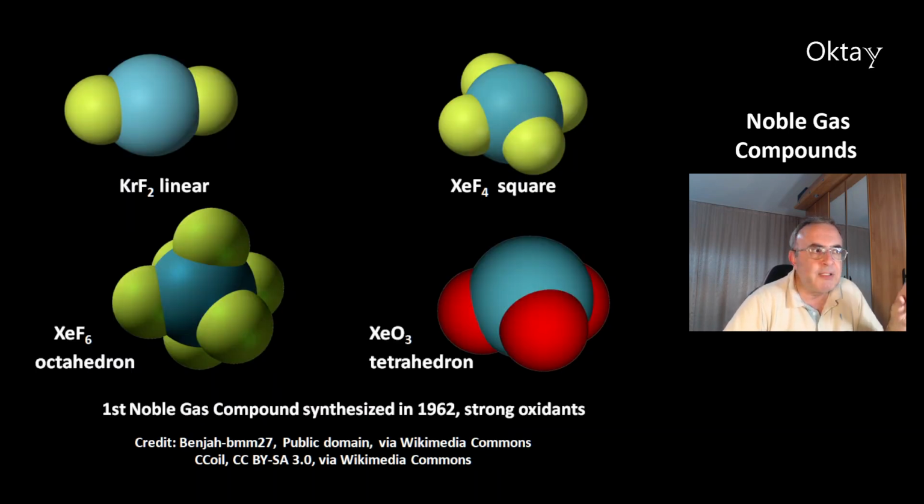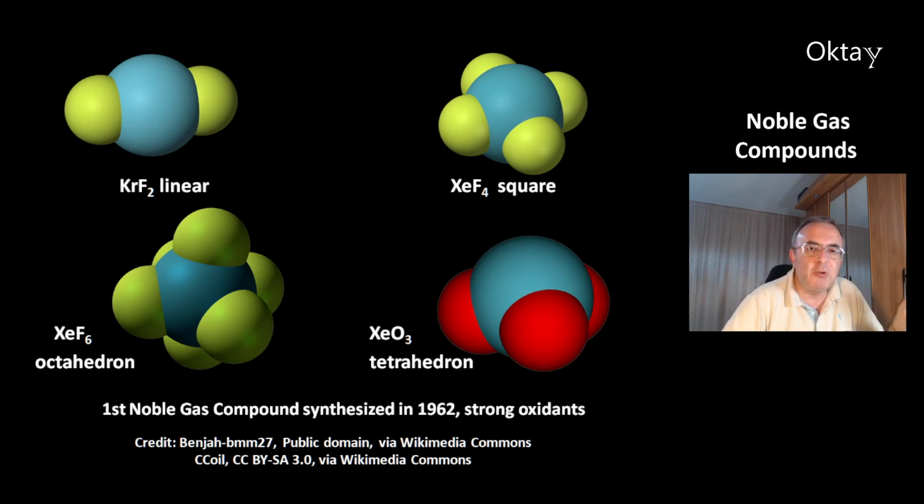These are some examples of the first noble gas compounds. They were synthesized in 1962. At the top left, that's krypton difluoride, with its linear structure. Top right, xenon tetrafluoride. It has a square structure. At the bottom left, that's xenon hexafluoride. It has an octahedron structure.